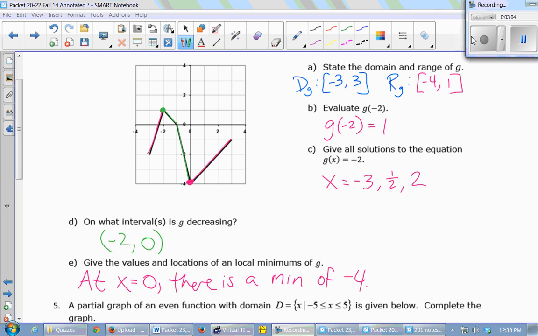One little mistake here, that should be -0.5, places where g of x equals -2.